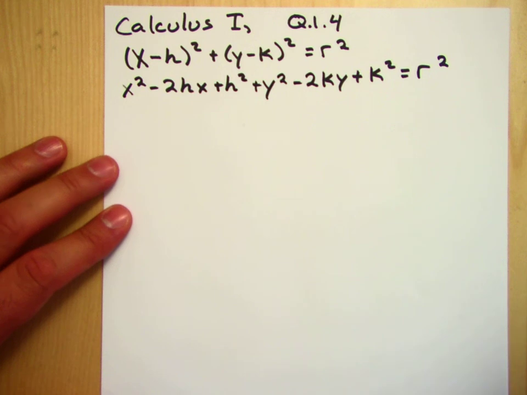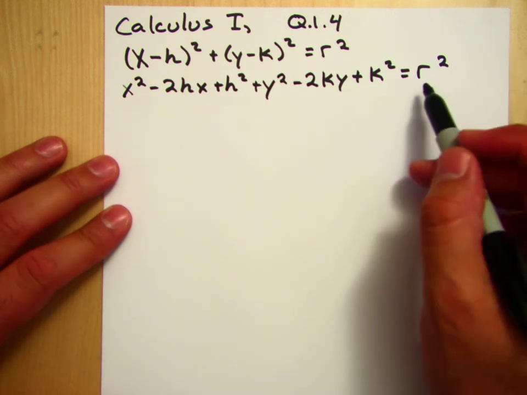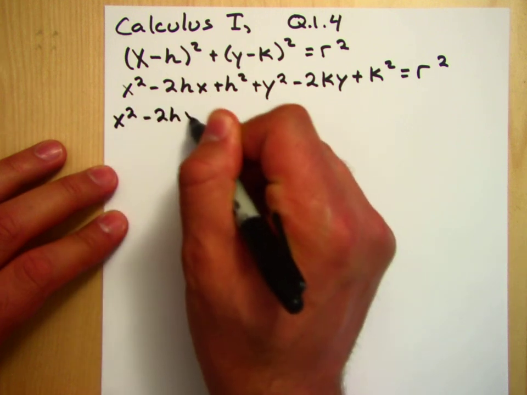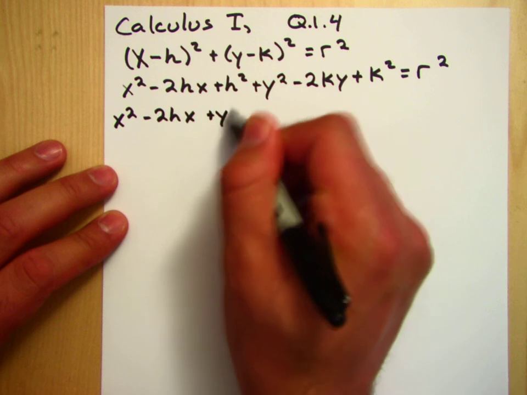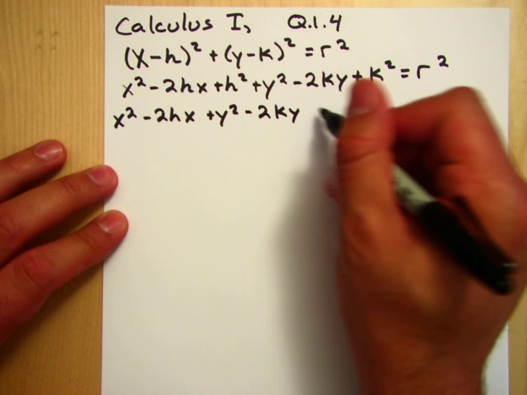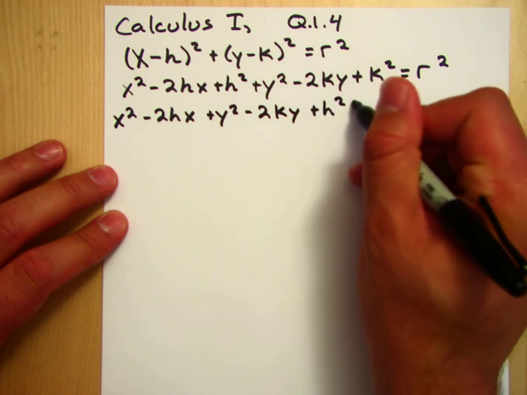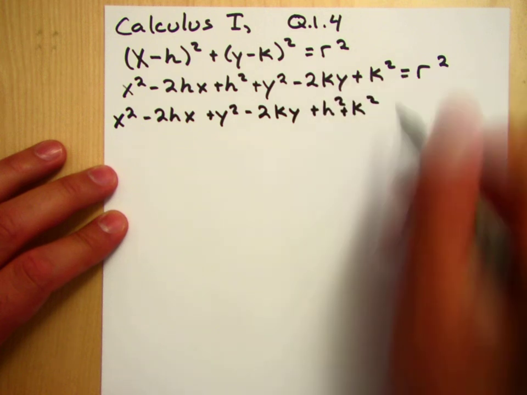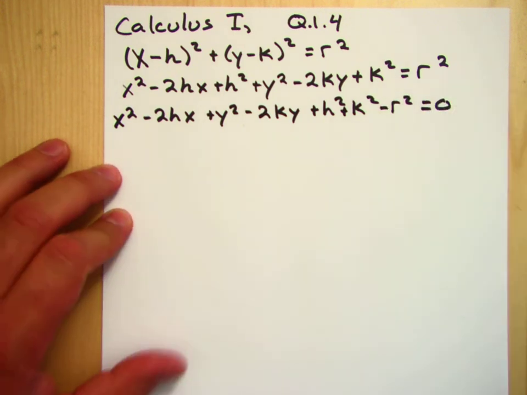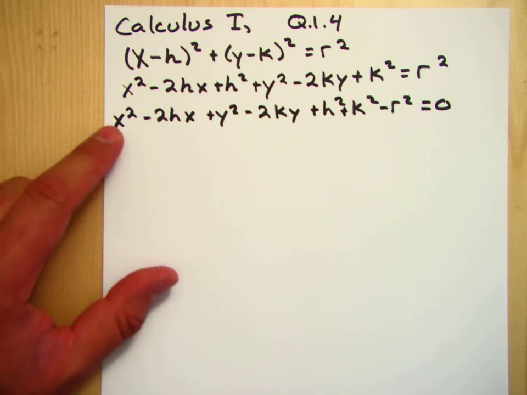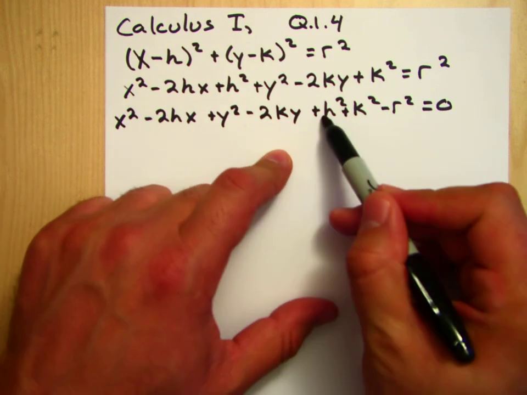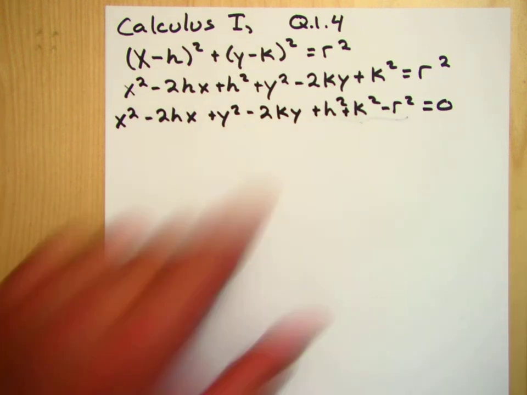And if we collected things a little bit here and maybe subtract r squared from both sides, we would get x squared minus 2hx plus y squared minus 2ky plus h squared plus k squared minus r squared is equal to 0. So this equation has an x squared term, it's got a y squared term, it's got an x term, a y term, and it's got a constant here.